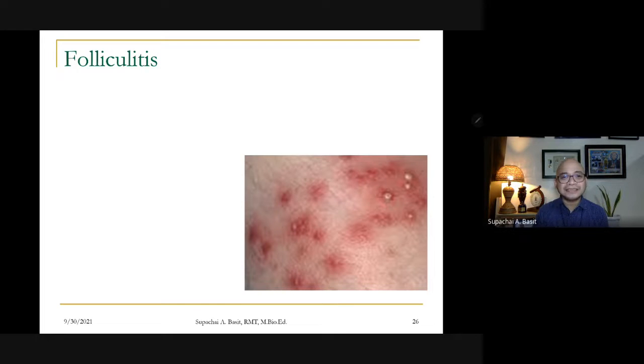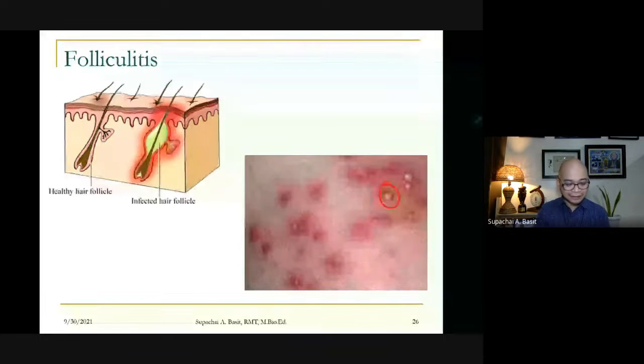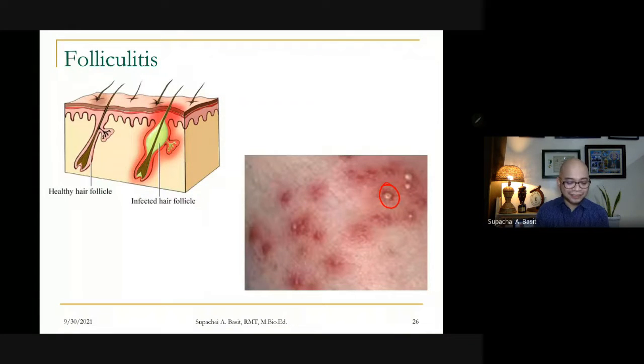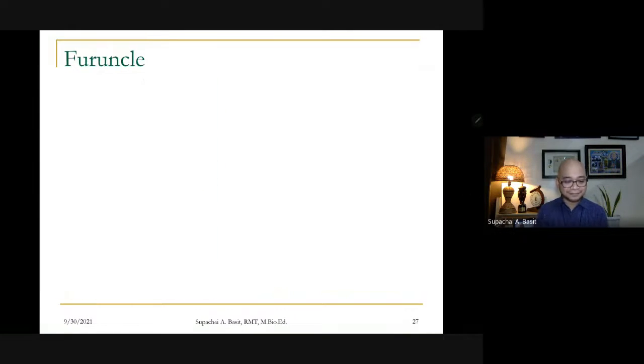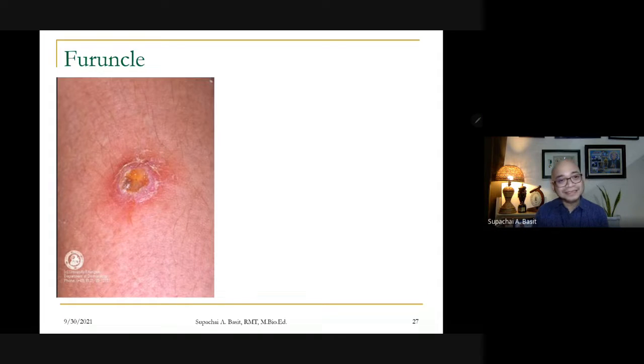So this is an example of folliculitis. As you can see, there's pus. The infected hair follicle is here, so pus is formed. Parangkel, pigsa. In Tagalog, it's called hinugna. Okay? Because you can actually see the pus.